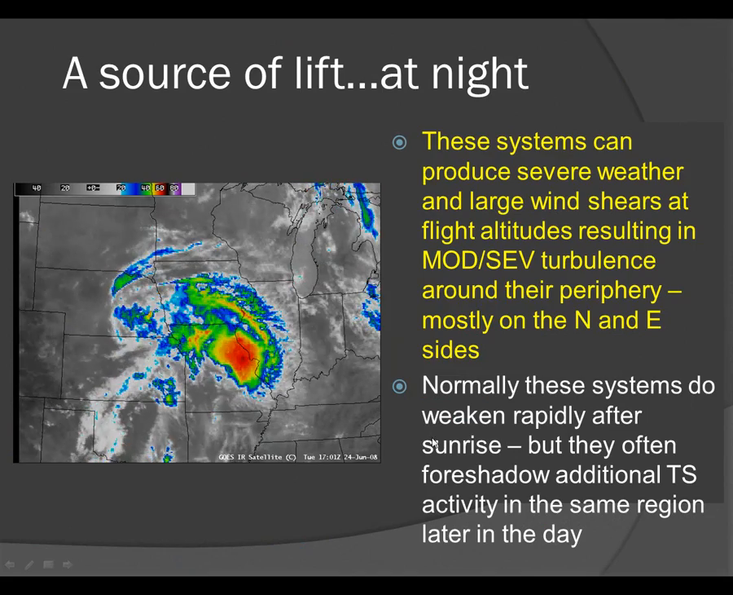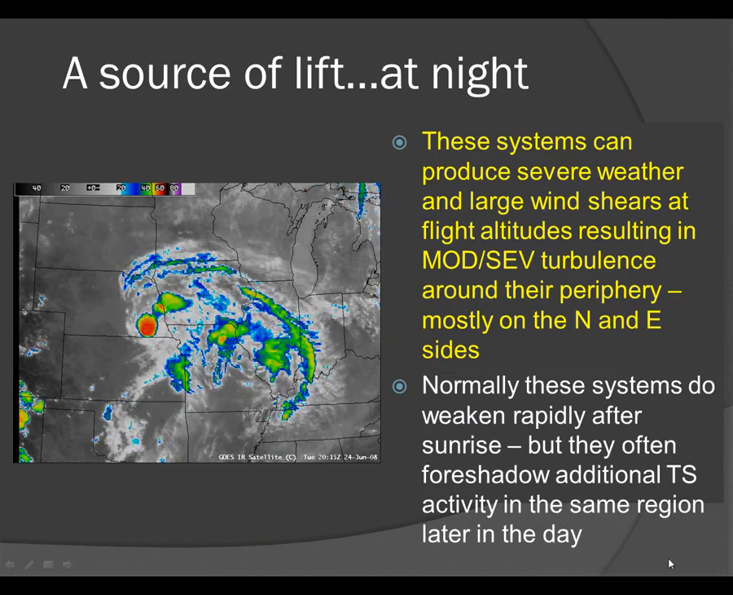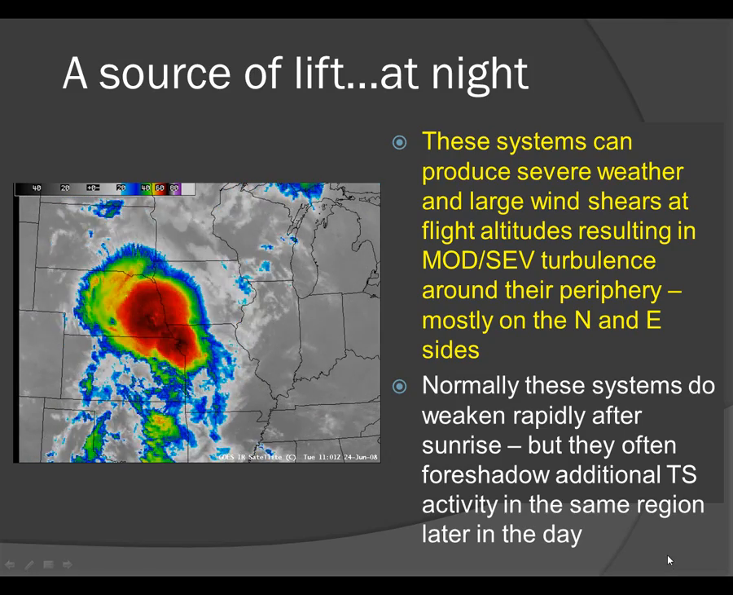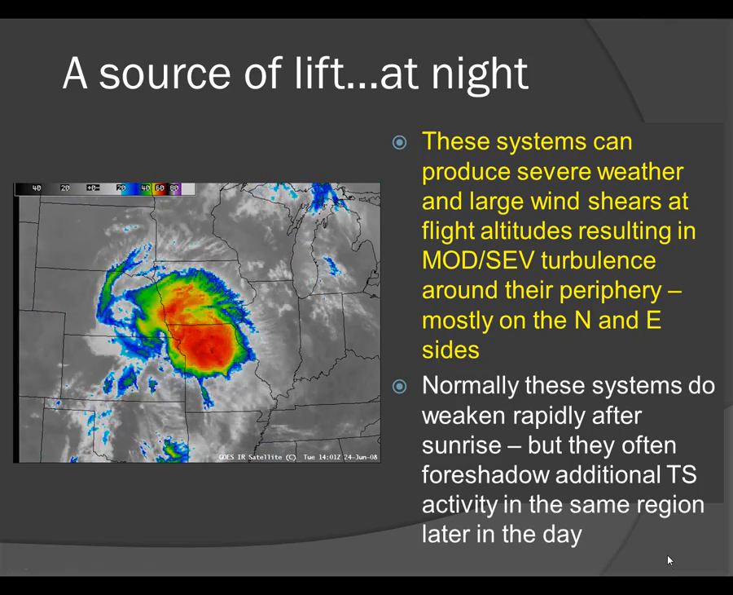Normally, these systems do weaken rapidly after sunrise, but they often foreshadow additional thunderstorm activity in the same region later in the day.